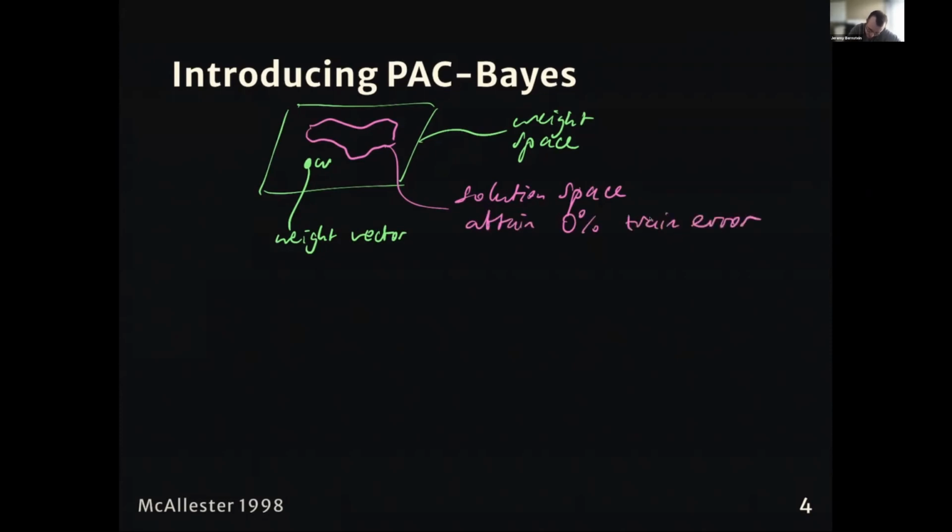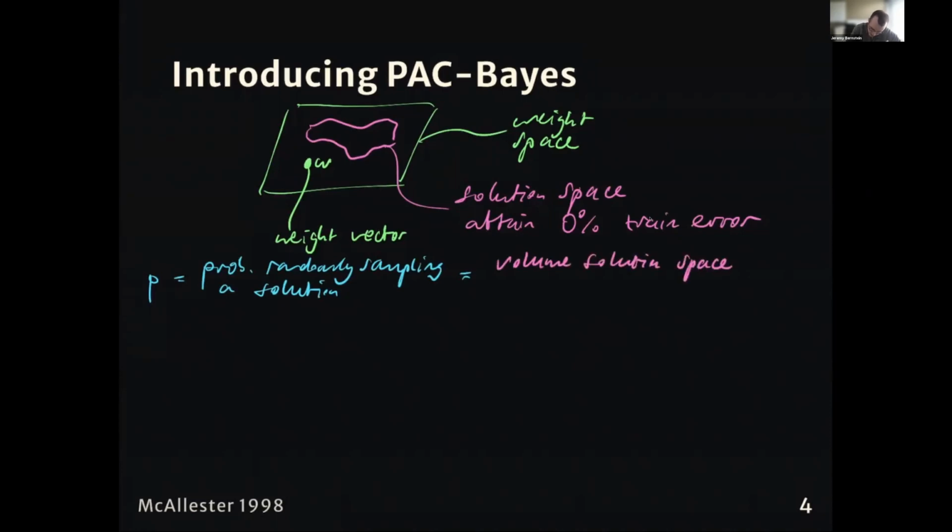Okay. So there's a really important quantity in PAC-Bayes bounds, which I'm going to call P, which is the probability that you randomly sample a weight vector and that it lies in the solution space. So it's the probability of randomly sampling a solution. And you can see from this picture that it's equal to the volume of solution space divided by the volume of weight space. So P depends on these global properties of solution space and weight space.